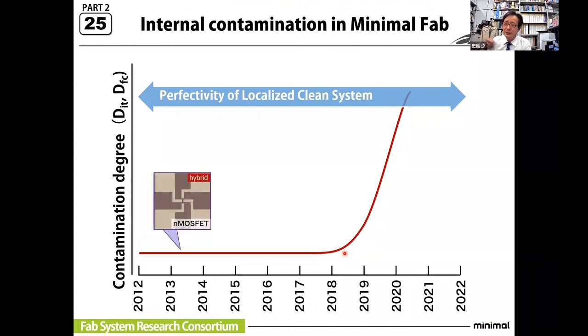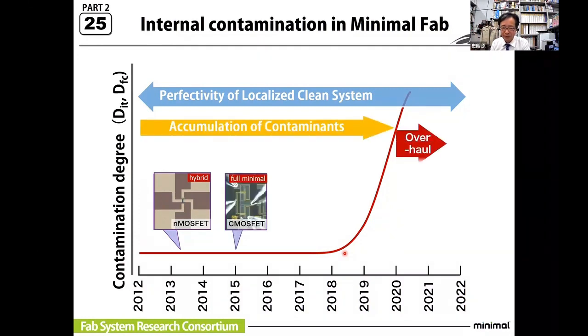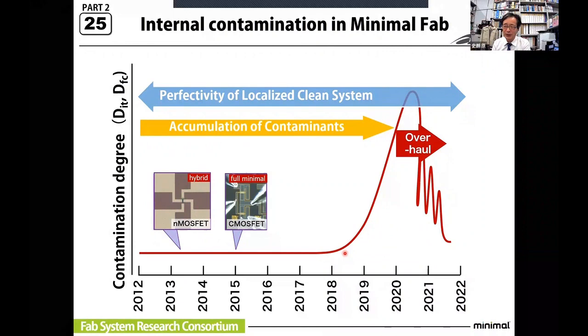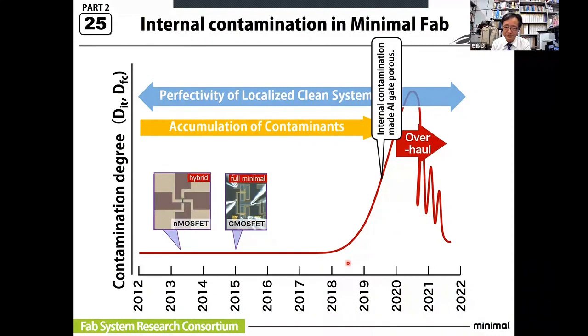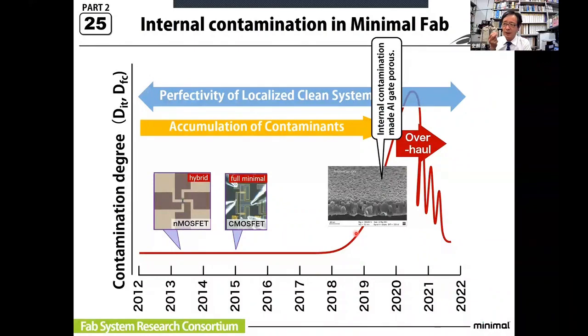We cleaned the tools, unbelievable. So we did an overhaul completely, and we recovered the minimum fabs. So internal contamination is very important, and we have to clean up and get rid of the internal contaminations. And the reason why we met the rapid increase of the DIT is that we met, at the same time, the degradation of the process itself, not the contamination.